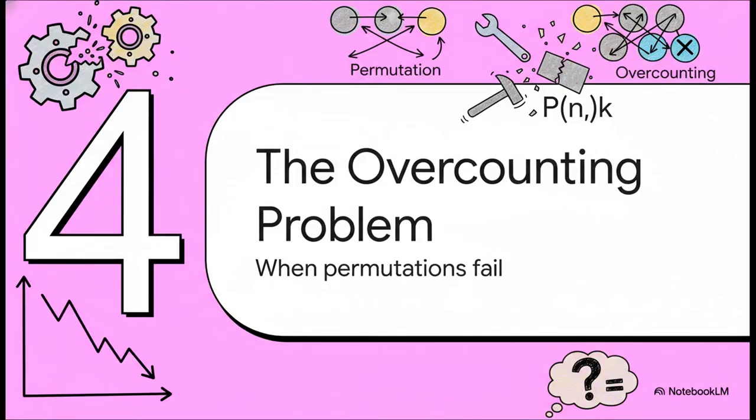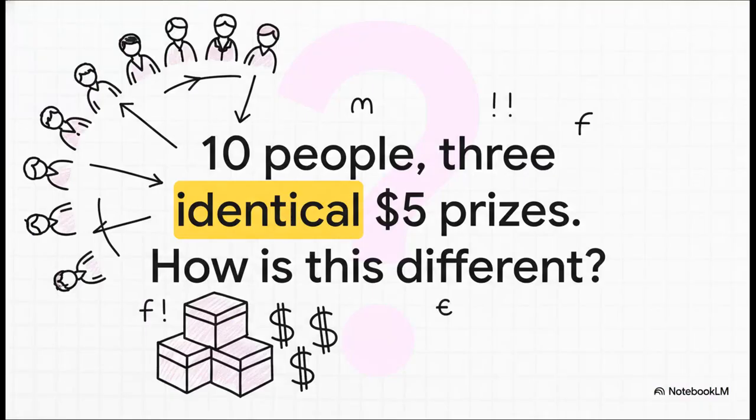Okay, so this is where it gets really interesting. What happens when this super powerful tool just doesn't work? Yep, there are situations where using a permutation actually gives you the wrong answer. Let's look at a twist that creates a big problem. So let's switch gears. Imagine a new scenario. We have 10 people, and we're giving out 3 prizes. But this time, all the prizes are identical, 3 crisp $5 bills. How does that change things? Can we still use our trusty permutation tool?